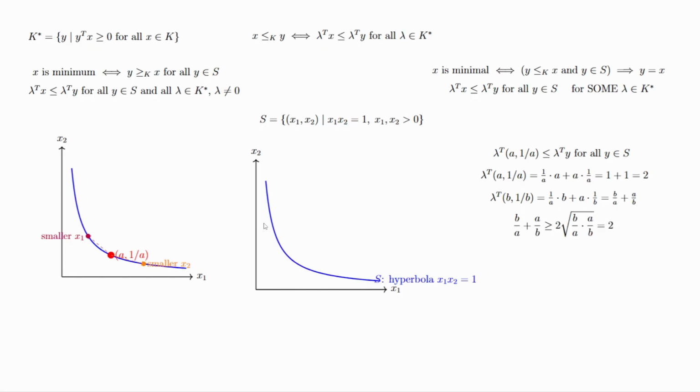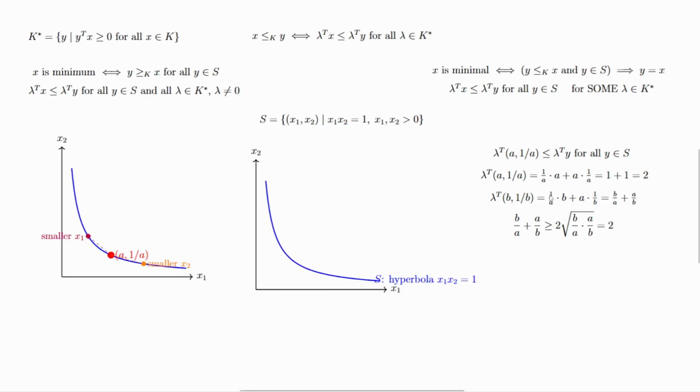But by the AM-GM inequality, we know that b over a plus a over b must be greater than or equal to 2 times the square root of the multiplication together, which of course equals 2. So in other words, for lambda equals 1 over a, we've shown that for this particular lambda, the inner product between this lambda and the point (a, 1 over a) is less than or equal to lambda transpose y for all y, remember, because y was just some arbitrary (b, 1 over b).